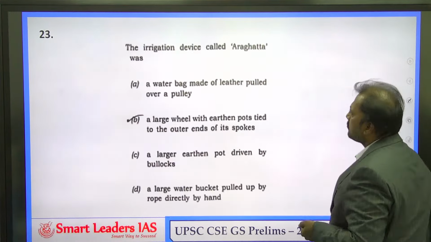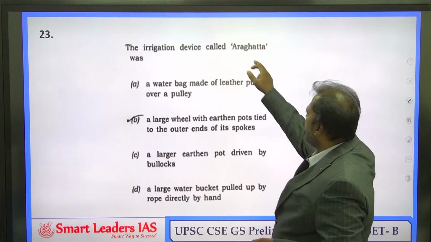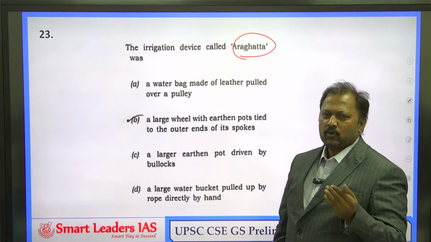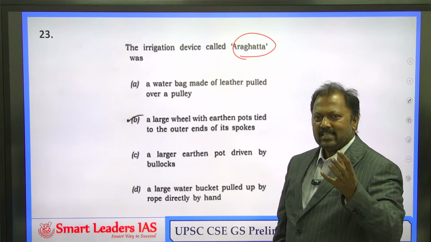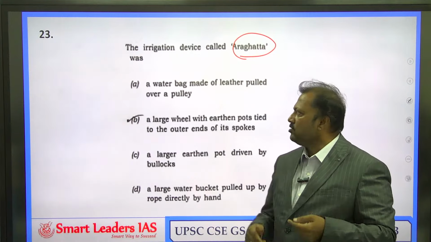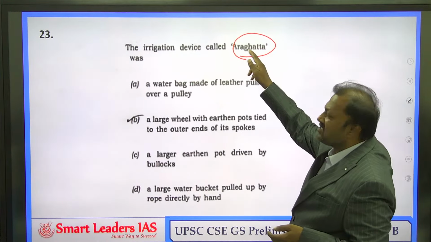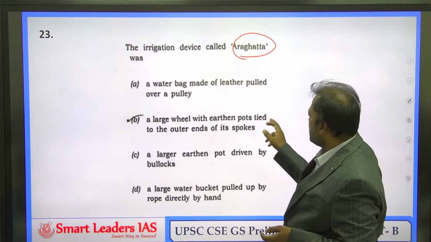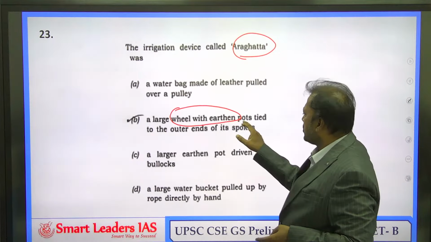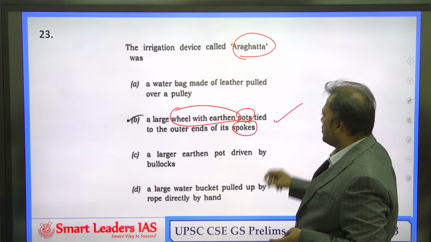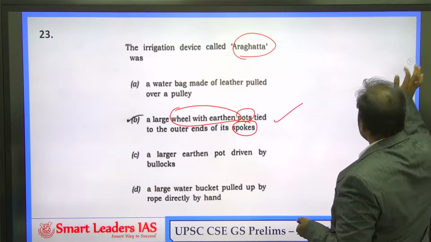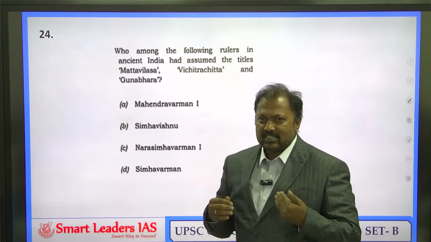Okay, next. The irrigation device called Araghatta. This question has already been asked in the preliminary. The same word, Araghatta. Ara means spokes, ghata means pot. So it is an irrigation device where pots and spokes, meaning a wheel, are used. If you know just the translation of the word, you can use it. Ara means wheel with earthen pots which has got spokes. So this is the answer. That is question 23, I mean in set B. This is the answer.